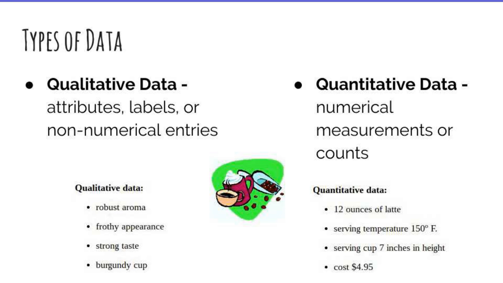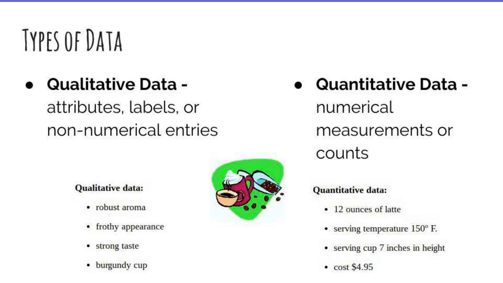There are two different types of data that we can collect, qualitative data and quantitative data. Qualitative data is stuff that is describing. Here's an example talking about coffee. Qualitative data would be the aroma, the appearance, how does it taste, what kind of cup is it in. Quantitative data then is numbers. There's 12 ounces, the temperature, how tall is the cup, how much does it cost. So in general, qualitative data is not numbers, and quantitative data is numbers.